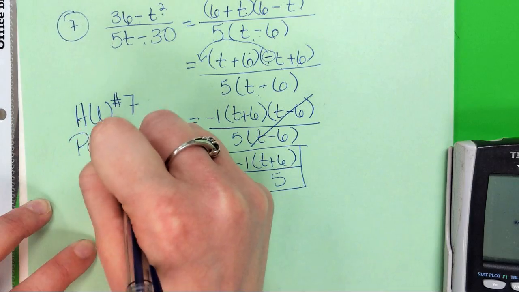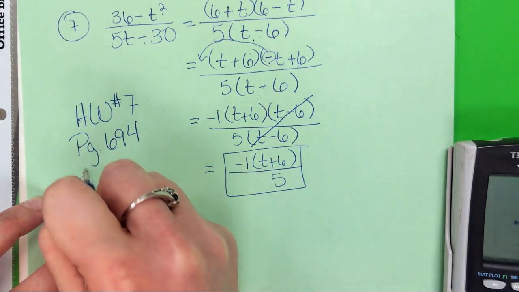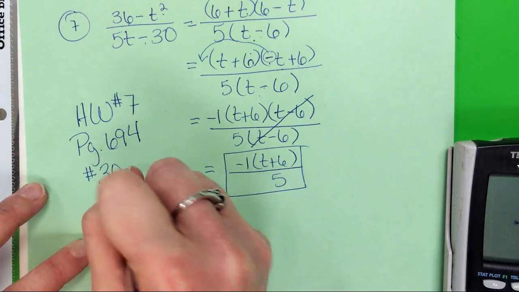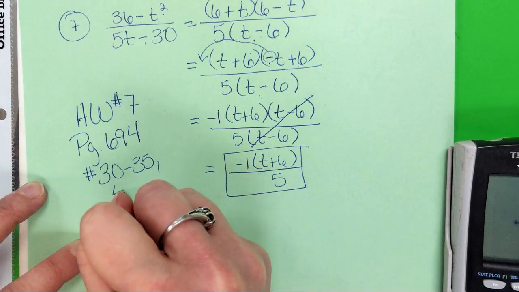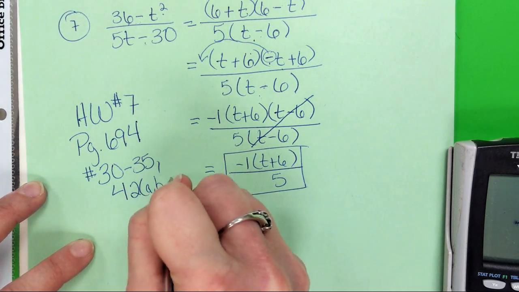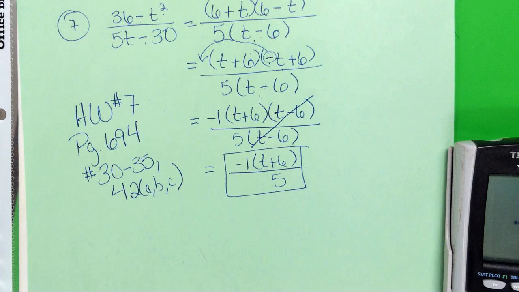Page 694, numbers 30 through 35, and 42, A, B, and C. No. I'll grade this one again, because this one's a little tricky, so I need to grade this one. The next one we'll do numbers. Y'all grade the next one.